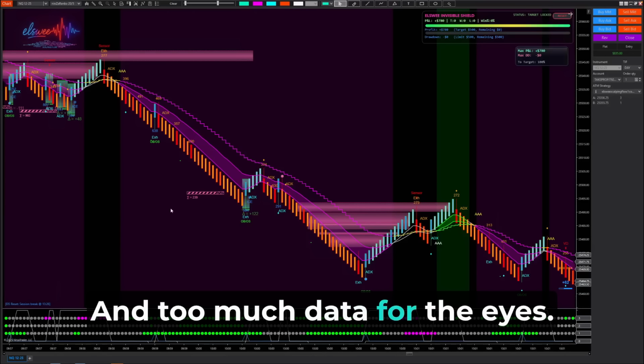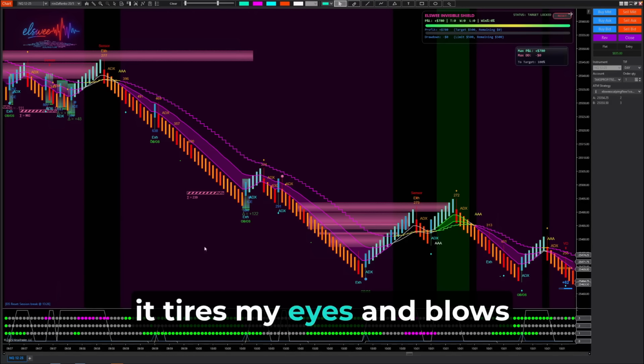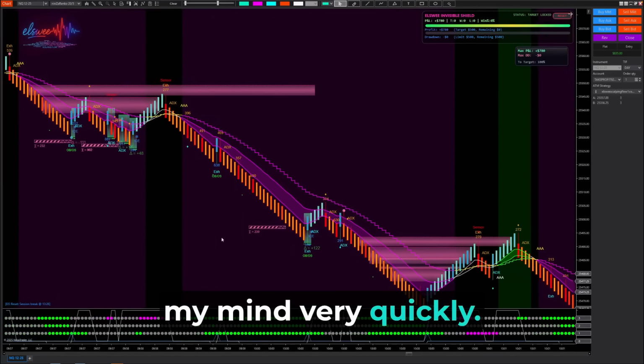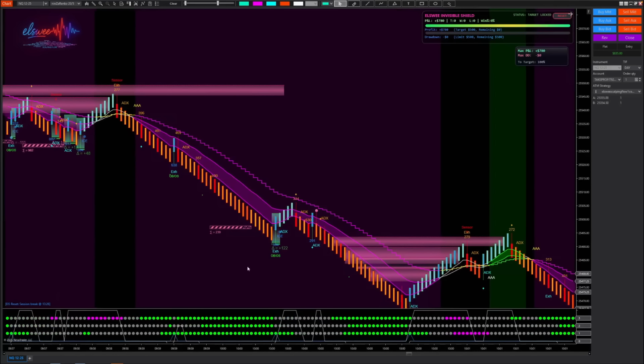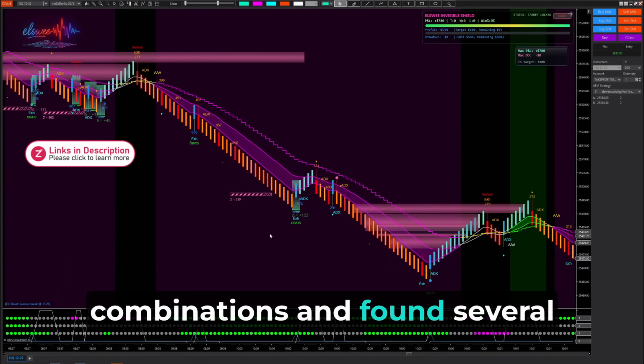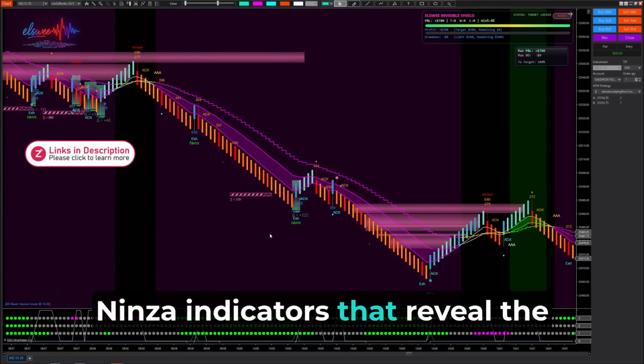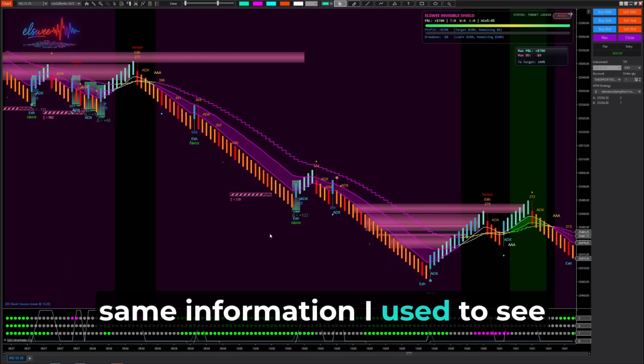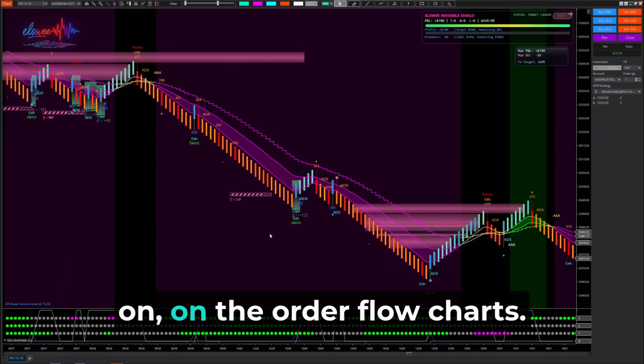And too much data for the eyes. I mean, it tires my eyes and blows my mind very quickly. So I started looking for combinations and found several NinjaTrader indicators that revealed the same information I used to see on the order flow charts.